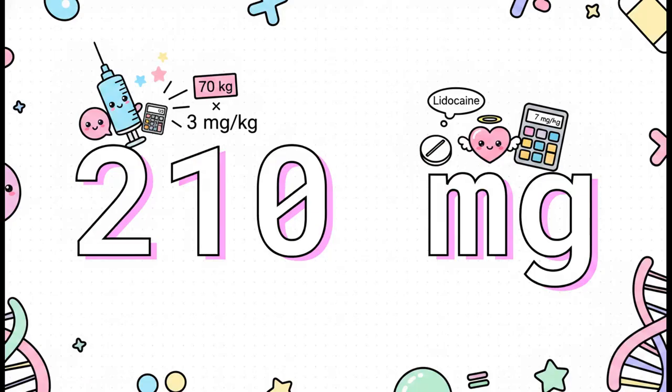And the correct answer is 210 milligrams. The math here is absolutely vital. You see, plain lidocaine is capped at a really strict safety limit of 3 milligrams per kilogram. So 70 kilograms times 3 gives us exactly 210. Now, if you were to add epinephrine, that maximum safely jumps up to 7 milligrams per kilogram.